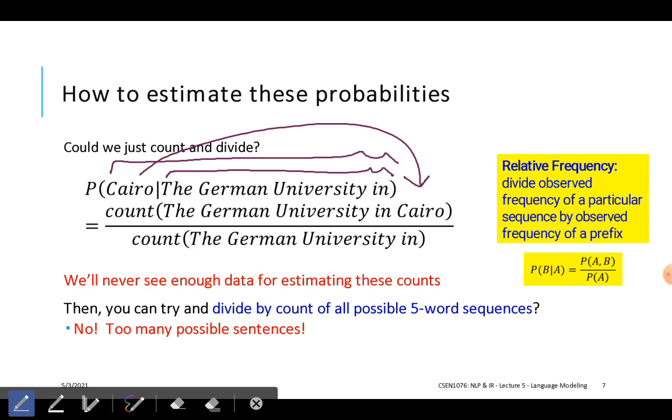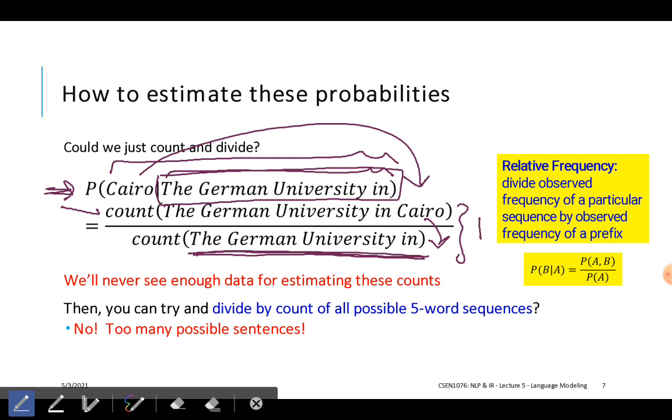So basically, in order to compute this probability, what you need to do is count the occurrences of the sentence in a text, in a corpus, and then divide it by the number of times this precedent itself happens. I'm sure that you can guess that the probability of Cairo given the German University in is going to be very high, because almost always whenever you have the German University in, it's going to be followed by Cairo, and you will not find the German University in any other context. So this probability will almost always be equal to 1.